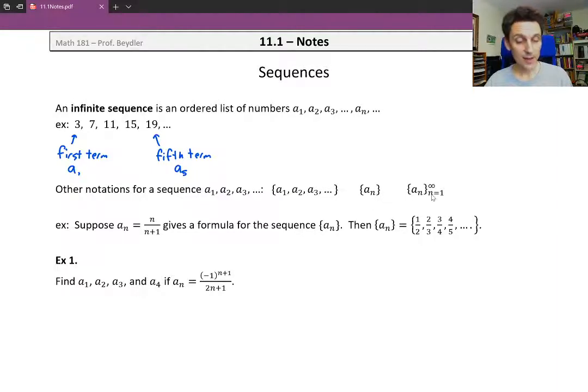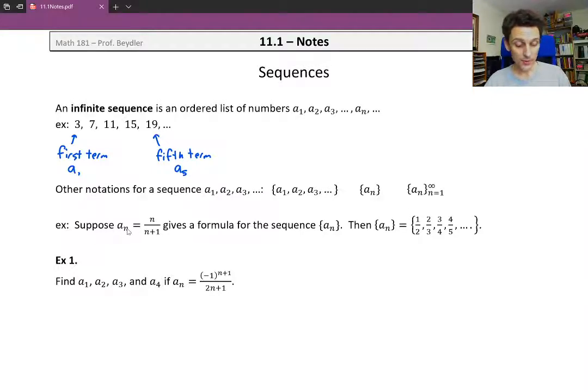Or you could specify the n that the sequence starts from. So a sub n, where n goes from 1 to infinity. Here then you could start your subscripts at 2 or 3. So it's a slightly more flexible notation. But our sequences are mostly going to start with just n equals 1. So a sub 1 will be the first term.